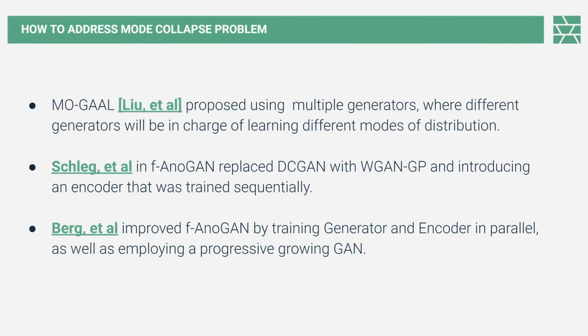So how do we address the mode collapse problem? That's a hard problem. One way is if you have prior knowledge, you can use multiple generators, and say, well, I know the different modes of distribution of this data, so I can just have generators for each one. That's quite challenging because we don't always know these different distributions or the different modes in the distribution. So f-AnoGAN was proposed as a technique which replaced our deep convolutional GAN with a Wasserstein GAN with gradient penalty. What it did was add something called an encoder to the network, and the encoder was trained after you trained the GAN. Berg from Linköping and colleagues improved this architecture by training the encoder and the generator in parallel.